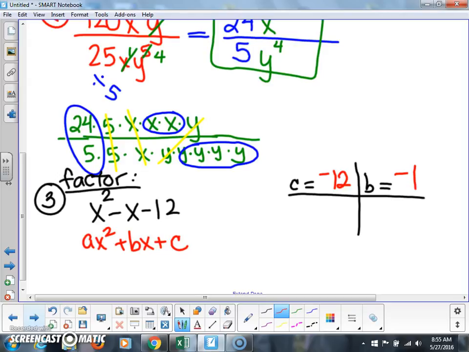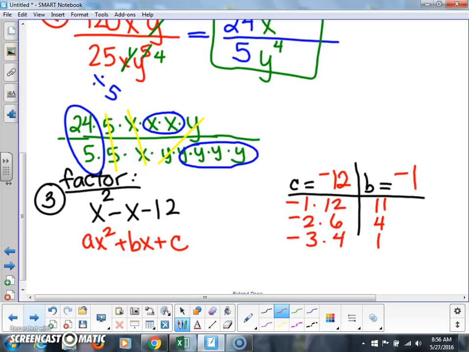1 times 12, right? 2 times 6, 3 times 4. One of them has to be negative in order for it to be negative 12. Okay? If I add negative 1 plus 12, you're going to get 11. So that's not correct. Negative 2 plus 6 gives you 4, and that's not correct. Negative 3 plus 4 gives you 1, and that's not correct. But we're very close, right?